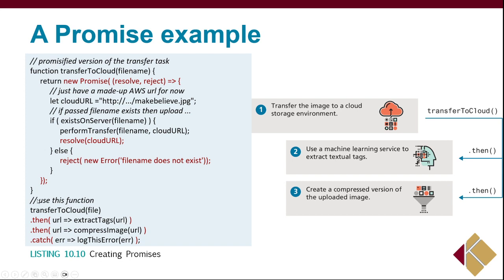So to use it, you have transferToCloud. So this is your fetch file, and then the URL, extract tags, compress image, and then if it doesn't work, console log this error, right? So it's saying transfer the image to a cloud storage environment, use the machine learning service to extract tags, and then create a compressed version of the image.